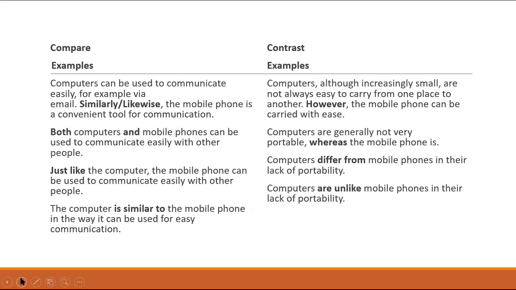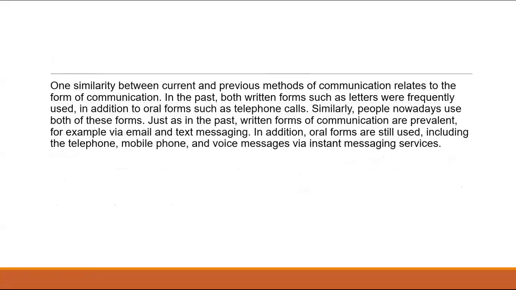Here we have the indicators in the block writing. Similarly, likewise, both and just like, is similar to. However, whereas, differ from, are unlike. So these are all indicators or signals or transition words or transition phrases. Okay. Now we have an example here. So what do you think? Have a read and tell me whether it is compare or contrast.